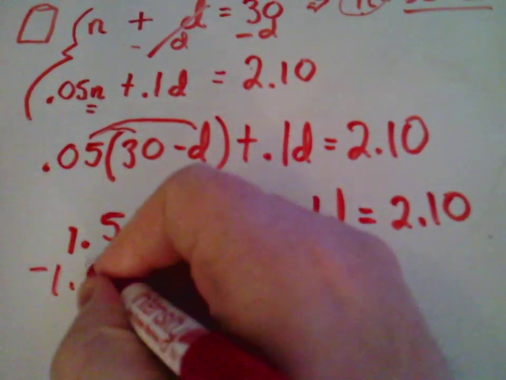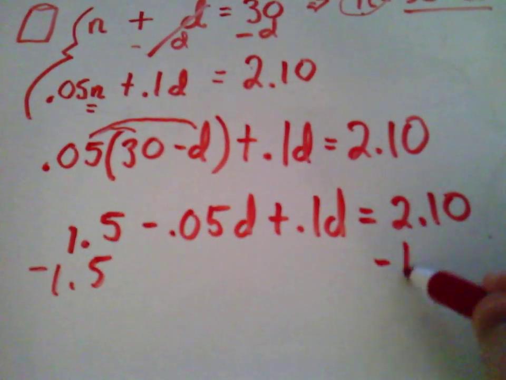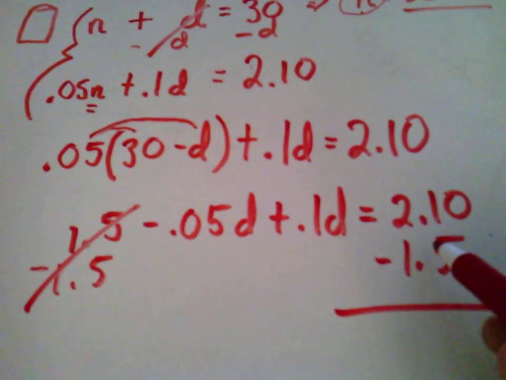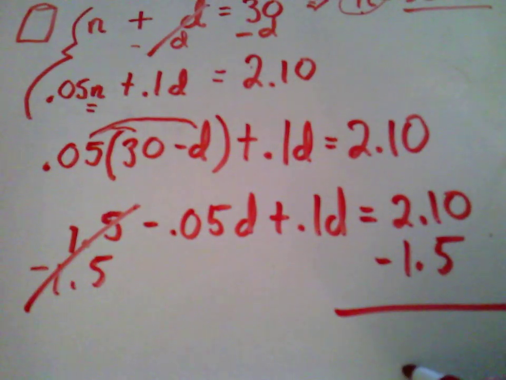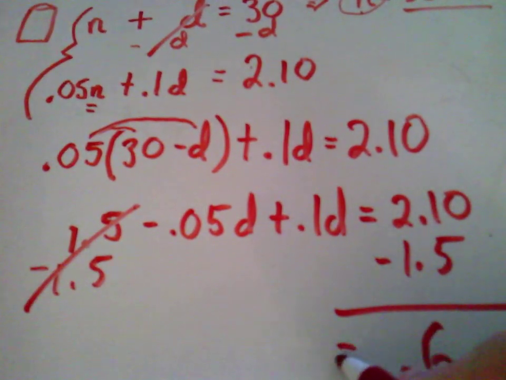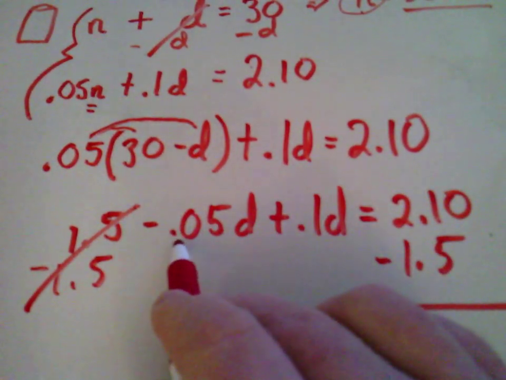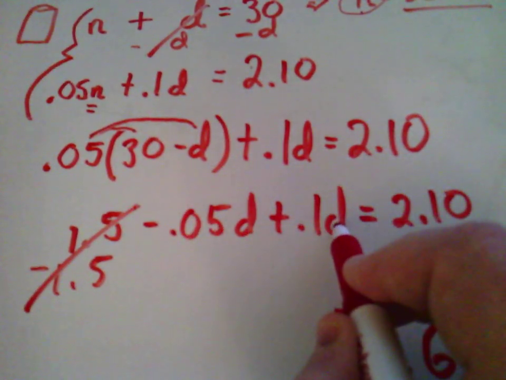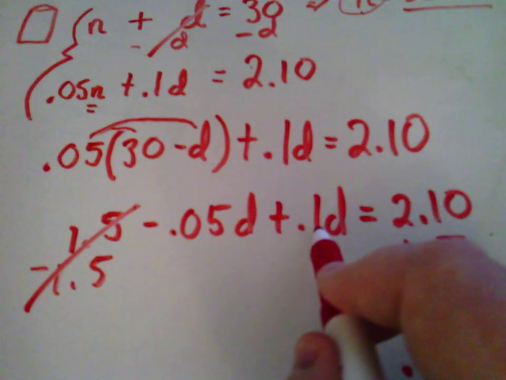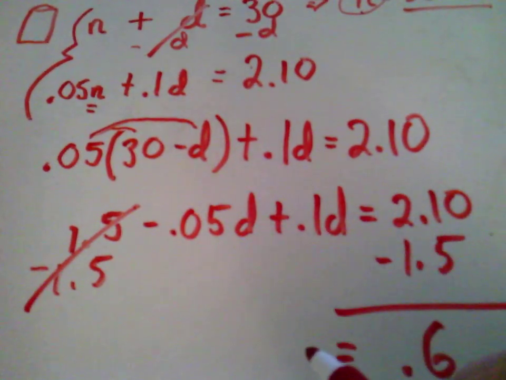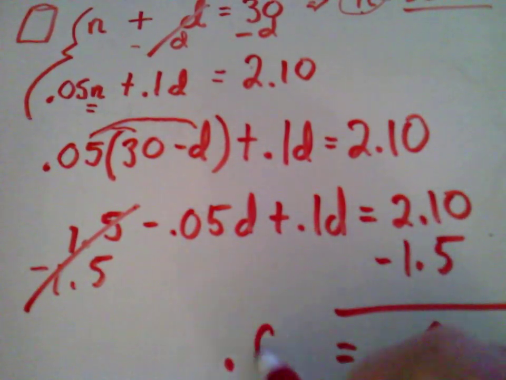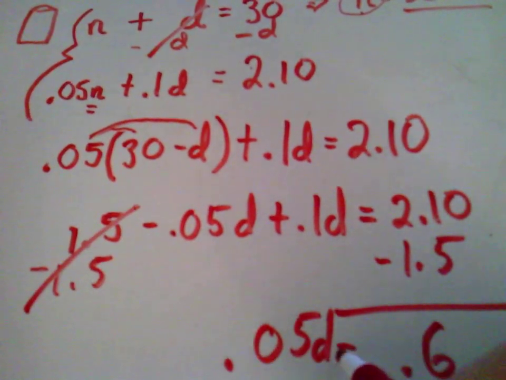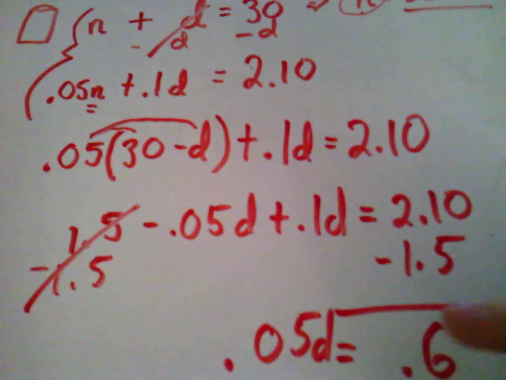First things first, subtract 1.5 from both sides of this equation. This will go away. Over here, we end up with 0.6. And over here, negative 0.05d plus 0.1d. Well, those are like terms, so we can actually combine those together. And together we get 0.05d. Now we know that 0.05d is equal to 0.6.